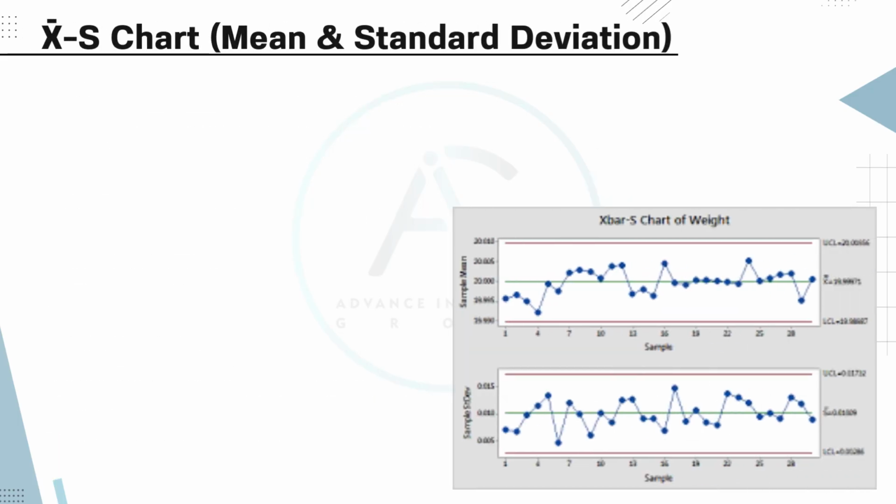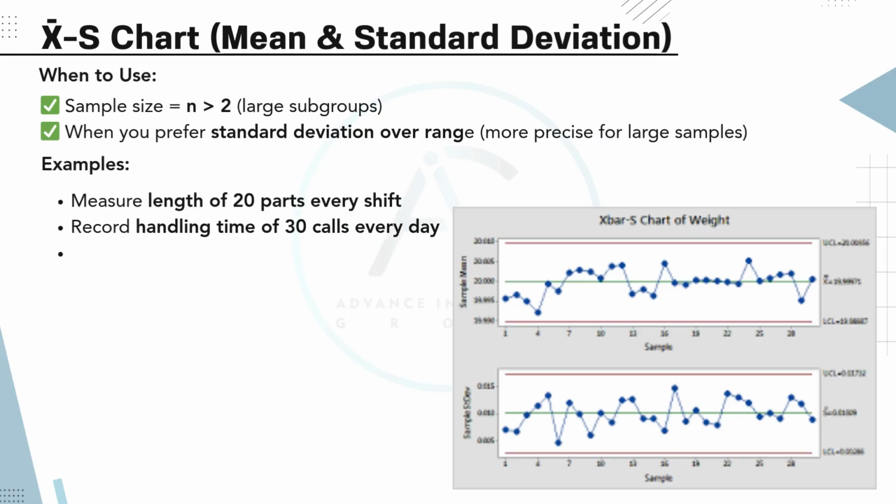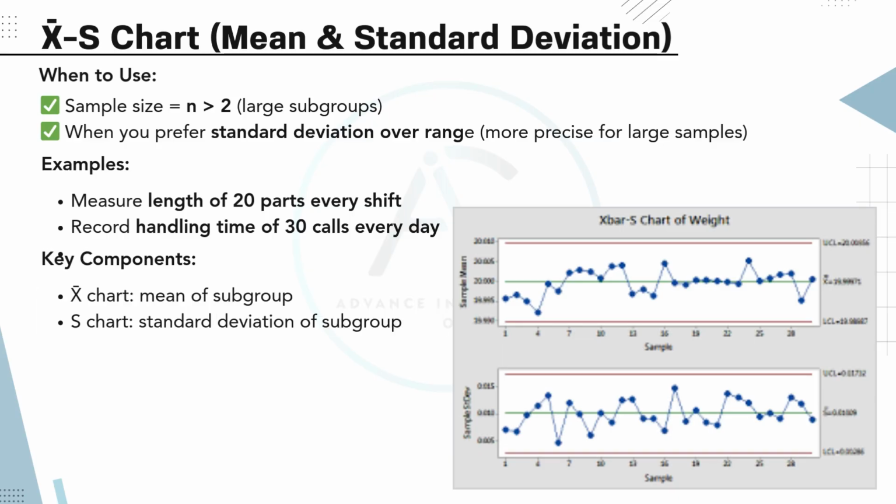X bar S chart, mean and standard deviation. When to use: sample size n greater than 10, large subgroups. When you prefer standard deviation over range, more precise for large samples. Examples: measure length of 20 parts every shift. Record handling time of 30 calls every day. Key components: X chart, mean of subgroup. S chart, standard deviation of subgroup.